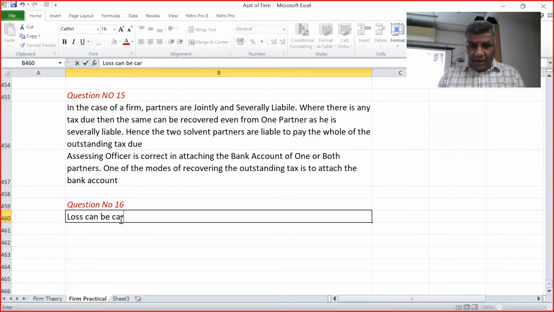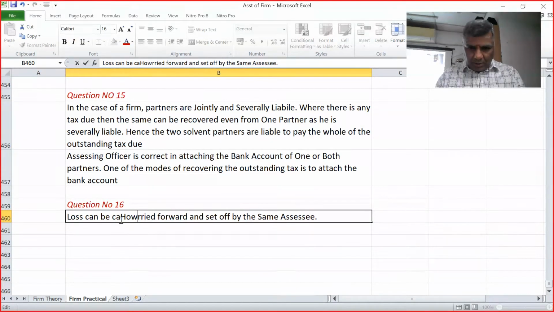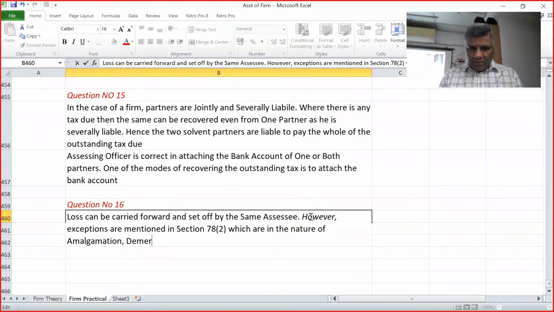Losses can be carried forward and set off by the same assessee. However, exceptions are mentioned in section 78 subsection 2, which are in the nature of amalgamation, demerger, succession, etc.